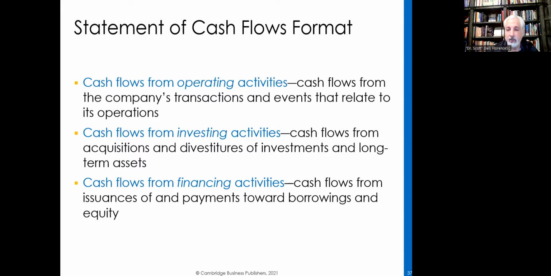We're going to buy equipment. We're going to invest in other companies, or we're going to sell some other companies that we own, that we've invested in, or sell some of that equipment, some of the long-term assets. And then financing is the borrowings, debt, long-term debt, because current debt is accounts payable and things is from operating activities. But long-term debt, the bonds we issued, as well as the cash we receive from investors, that's considered financing activities.